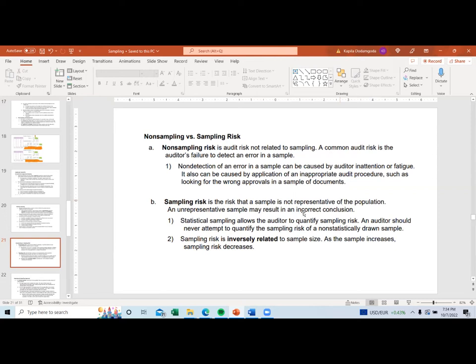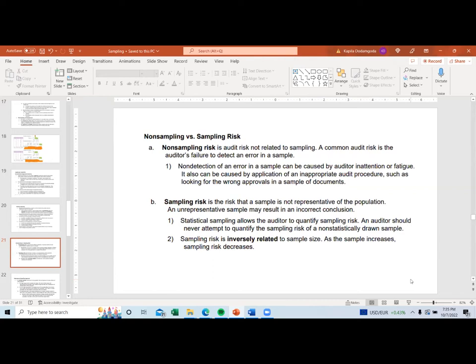It is sampling risk. Statistical sampling allows the auditor to quantify the sampling risk. So when you do a statistically correct sample, the sampling risk can always be quantified. You can say there is a 95% chance that this is representative, still a 5% chance that your judgment may not be right. An auditor should never attempt to quantify the sampling risk of a non-statistically drawn sample. If it is judgmental sampling, you can't quantify the sampling risk. If it is quantitative statistical sampling, we can quantify; with non-statistical, judgment sampling, we can't.